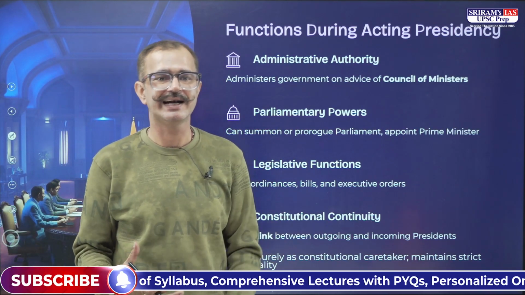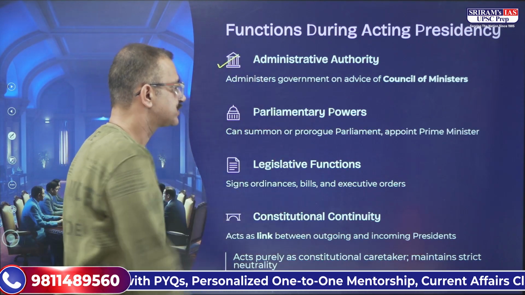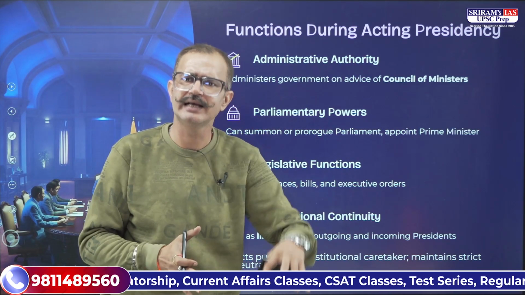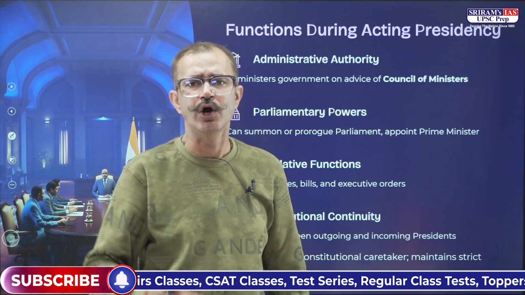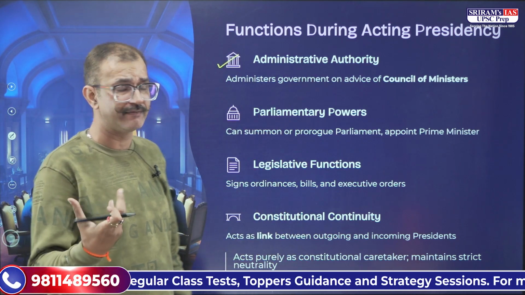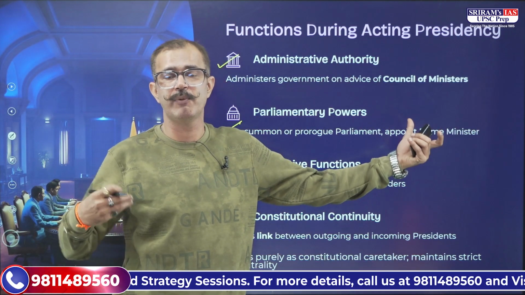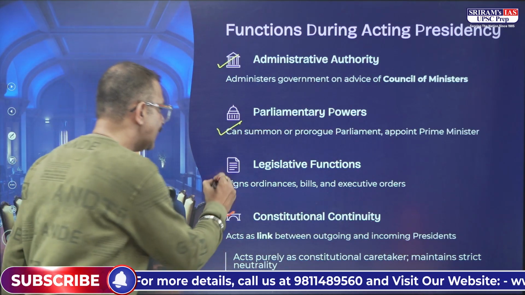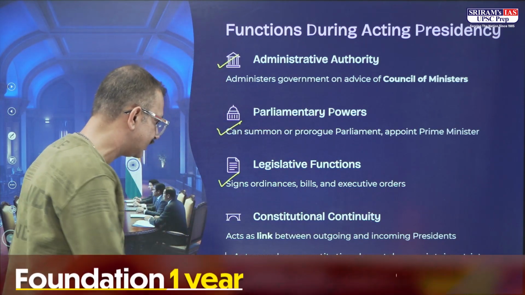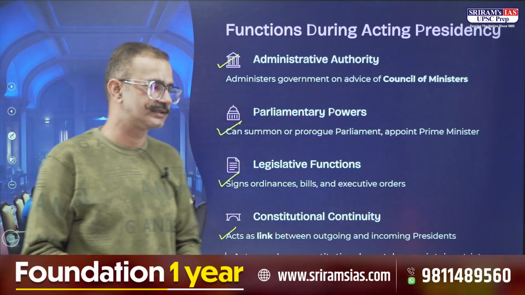Now, what are the functions that he performs during the acting presidency? He administers the government on the advice of the Council of Ministers, just like the President. He is acting as the President, so all the functions will be of the President. He can summon and prorogue Parliament, or even appoint the Prime Minister or other ministers. He can also sign ordinances, bills as well as executive orders, and also acts as a link between the outgoing and the incoming president.